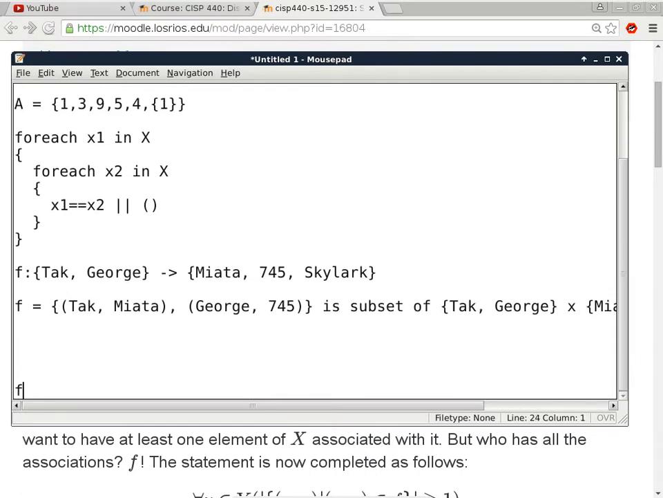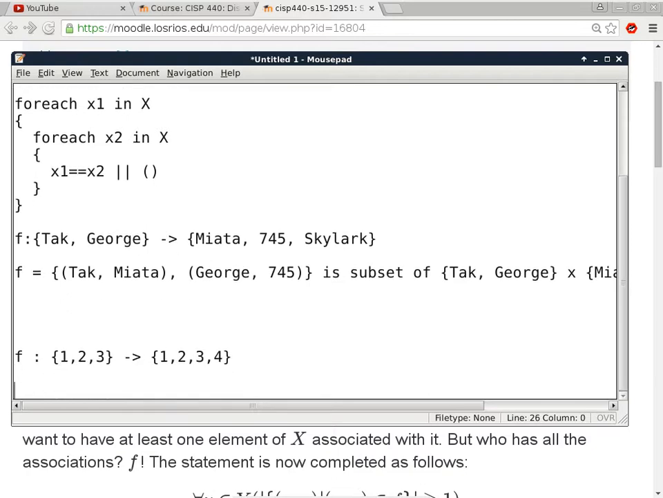So I'm going to give you an example here. So f is a function. The domain is 1, 2, 3, and the codomain is 1, 2, 3, 4. Oh, you said it the other way. Did I? Yeah. Okay. Sorry about that. So the number of elements in the domain is less than the number of elements in the codomain. Let me correct myself, but this is what I meant.